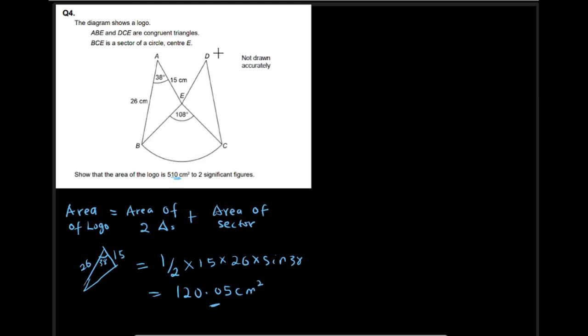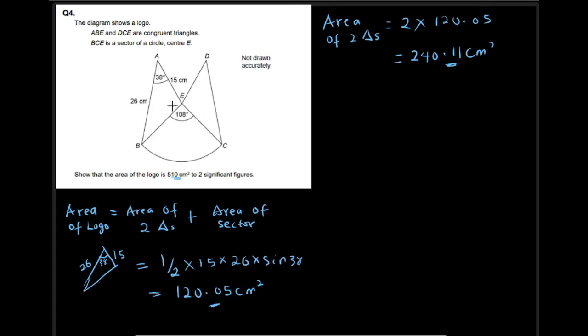That's the area of just one of the triangles. Now the area of the two triangles will be equal to 2 times the area of just one. So we have 2 times 120.05, and that will give us 240.11 cm squared. So that's the area of the two triangles.